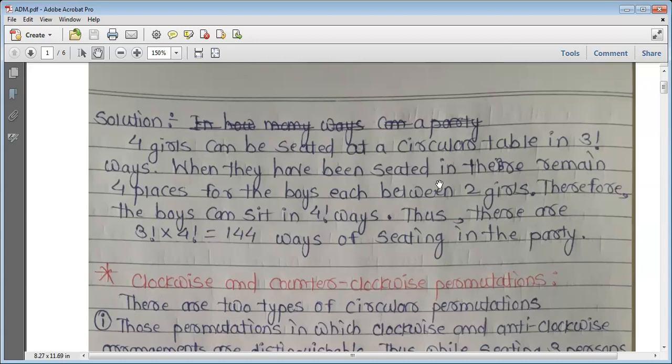Now, when the girls have been seated, there remain four places for the boys, each between two girls. Now we have to place one boy between two girls. Therefore, the boys can sit in 4 factorial ways. As there are 4 boys, these 4 boys can be permuted among themselves in 4 factorial ways. Thus, by the product rule, there are 3 factorial times 4 factorial, which is 144 ways of sitting in the party.